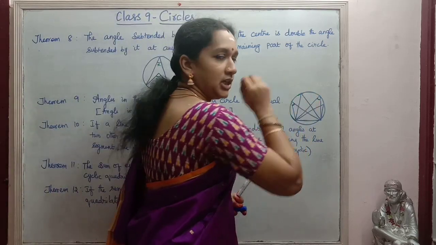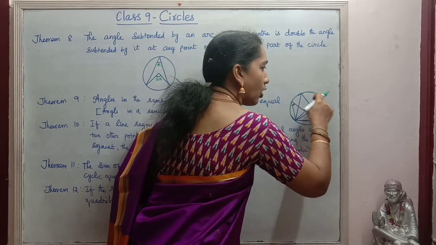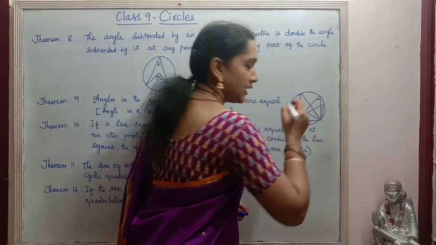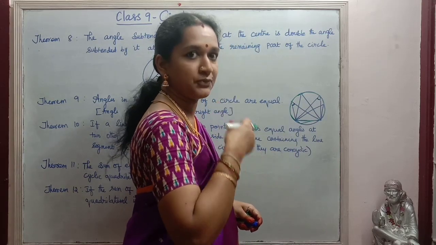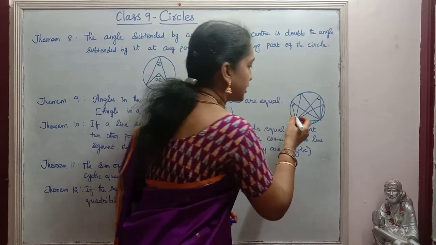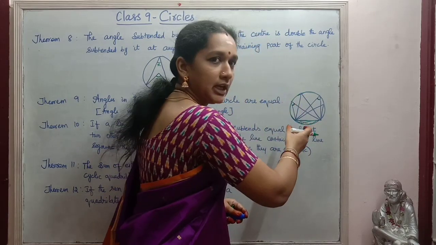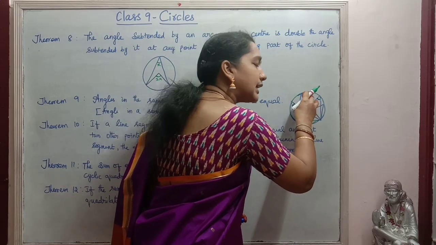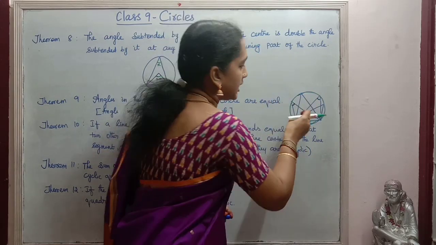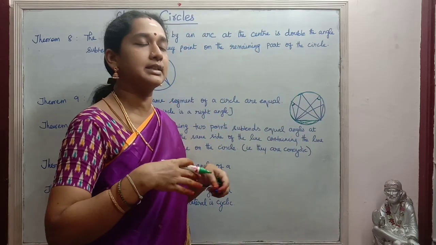It is not necessary to be here alone. If the angle here is 30 degrees, all will be 30 degrees. In the minor segment, if it is 20 degrees here, the other one will be 20 degrees. These two segments' angles won't be equal to each other, but angles in the same segment will be equal. Here also it will be equal, and here also it will be equal. That is the major segment and minor segment.